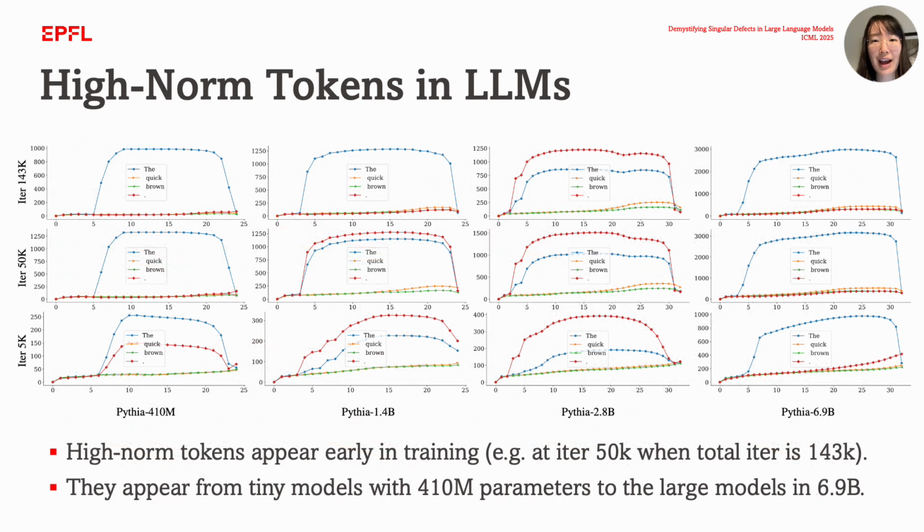We find that high-norm tokens appear in the early stage of the training, both for tiny-sized models and large-sized models.